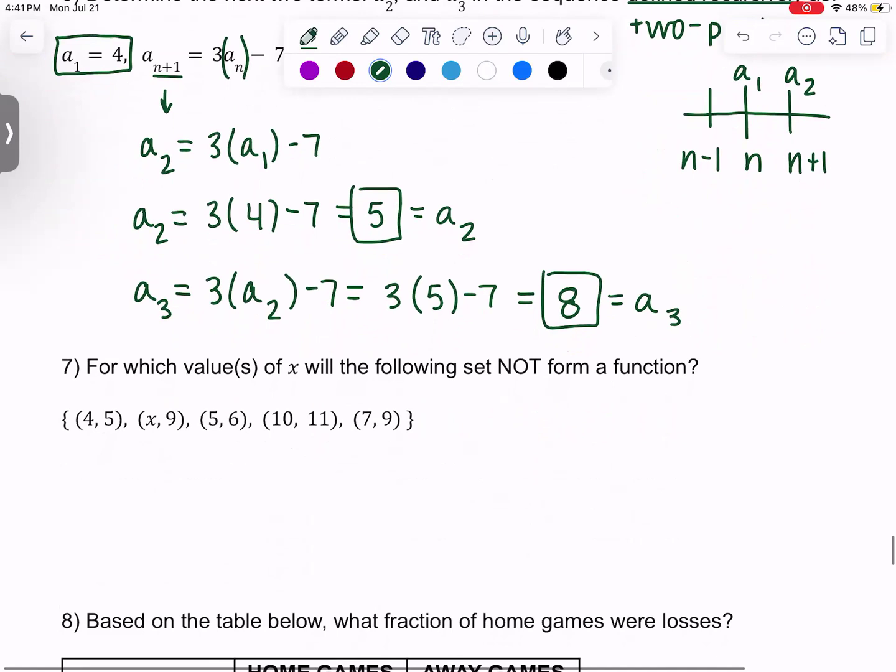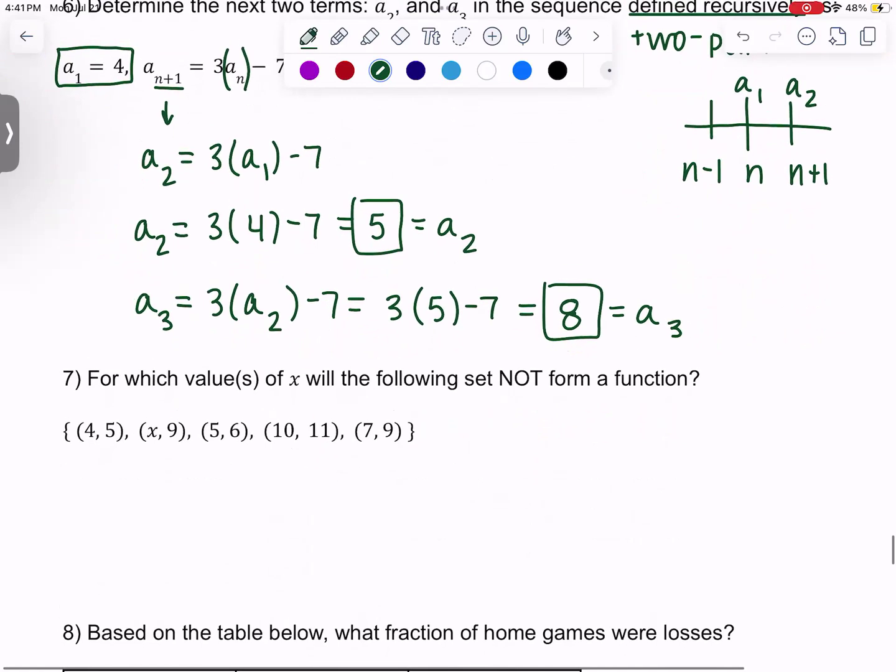Okay. Number 7. For which values of x will the following set not form a function? Underline that, not form a function, all the way back from day 1. x repeats for something that's not a function. And so if we're looking for something to fill this point that would make it not a function, we have to look at something where x repeats, where x has more than one output.